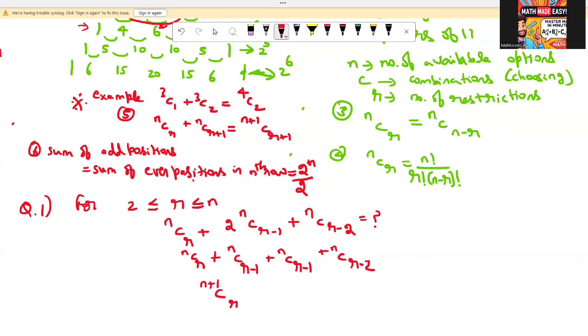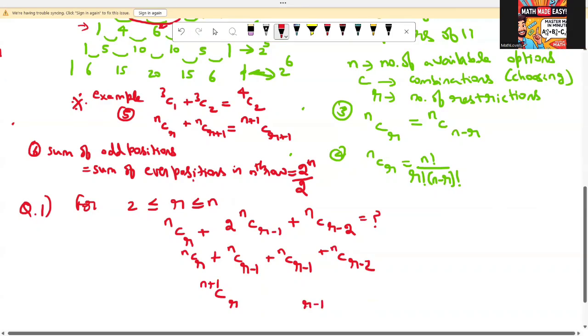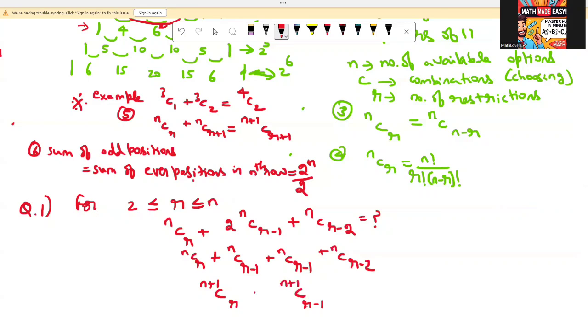Here again, between r minus 1 and r minus 2, the greater position will be r minus 1 and the next row to n will be n plus 1. You'll have (n+1)C(r-1), that's getting added up. Again, the greater position between r and r minus 1 will be r, and the next row to n plus 1 will be n plus 2. The answer for this question is (n+2)Cr.